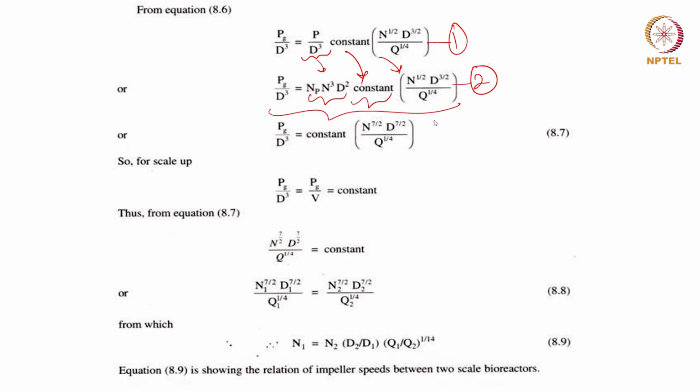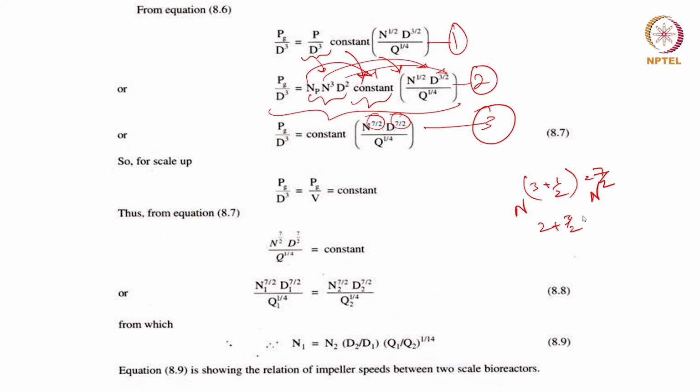Now the power number is constant, so this can also go into the constant. When n goes inside the brackets and d square also goes inside the brackets, they get added up, and equation 2 can be written as equation 3. So now n will become 7 by 2 after addition, and d will become 7 by 2. I hope you can understand. So it is 3 plus 1 by 2 to the power of n, which is nothing but 7 by 2. Similarly, it has been done for d, where 3 by 2 plus 2 has been done. So this becomes again 7 by 2 inside the bracket.